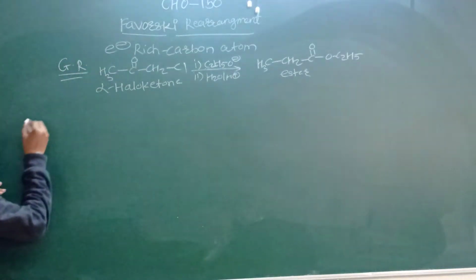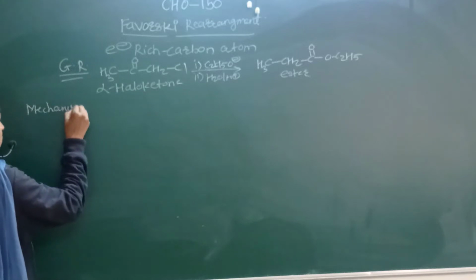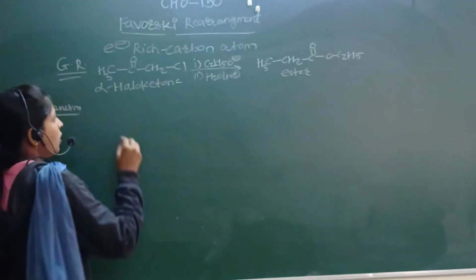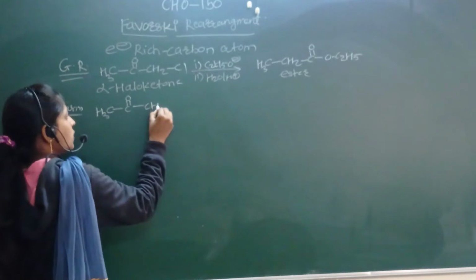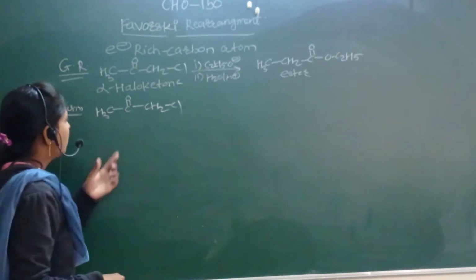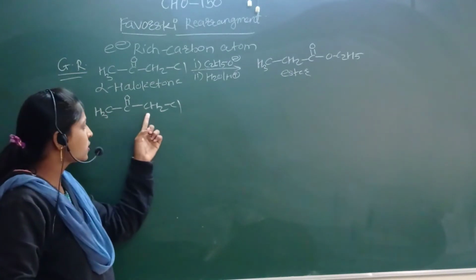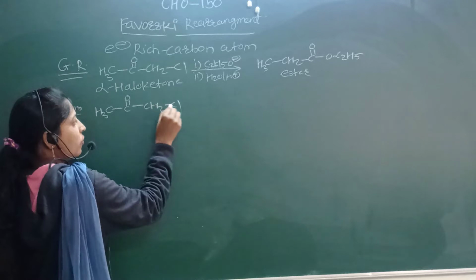And next, let us discuss the mechanism of the alpha haloketone. We take first of all the alpha haloketone, that is CH3 C double bond O CH2Cl. This is alpha. Okay, this carbon is also alpha, this carbon is also alpha. So this is the alpha haloketone.